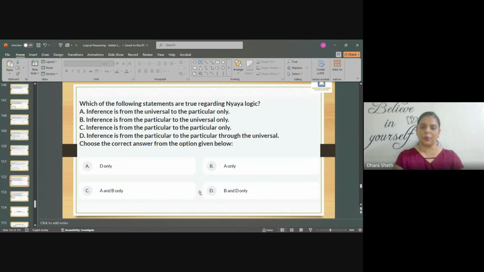Okay, this is another question that you should know. Which of the following statements is true regarding Nyaya logic? The statement that is true: universal to particular. If you remember, particular is some, universal is all or none. Inference is from the particular to the particular through the universal. Nyaya logic can be described as inferences from the particular to the particular through the universal. Just remember this.